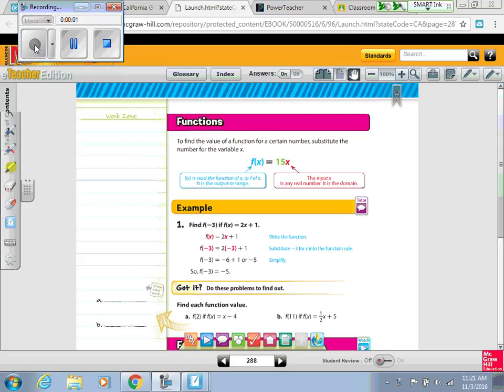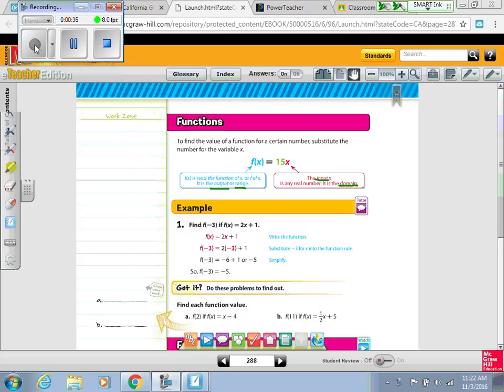Okay, so today we're going to talk about functions, and to find the value for a function for a certain number, you're going to substitute a number for the variable x. So, as we have talked about before, the output is the range. Remember the domain and range before? The domain was the x value, the range was the y value. And the input is your domain, which is your x value. Okay? This is another kind of notation that's used with these functions.